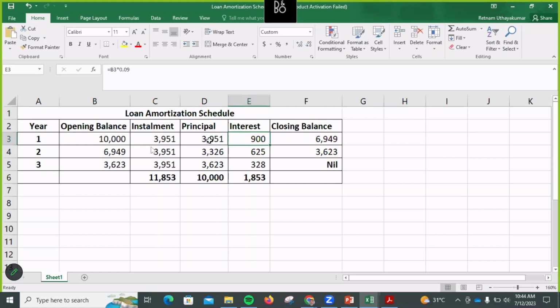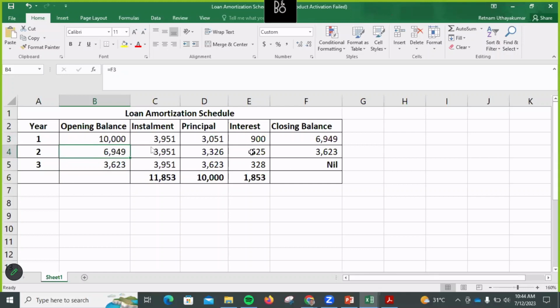Then this amount is included in the installment. So from the installment you deduct this interest. Then you can get the principal amount. Then the 10,000 opening, now you paid 3,050 as principal. The balance is there, that is 6,949. This becomes the closing balance of the year. This closing balance becomes the opening balance the following year.